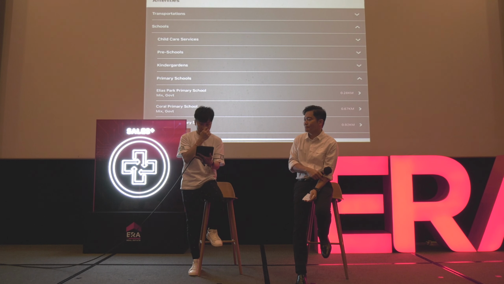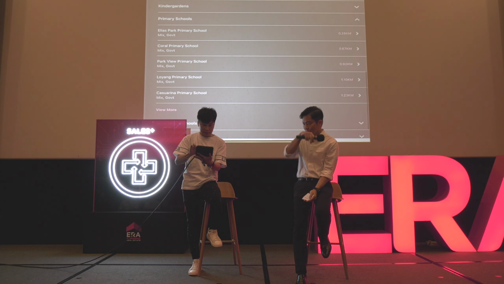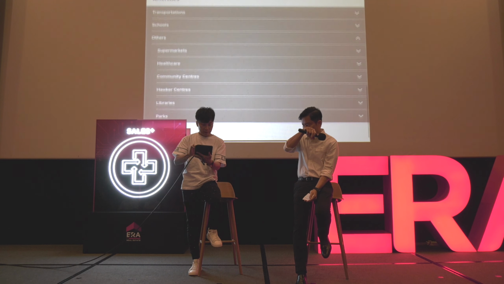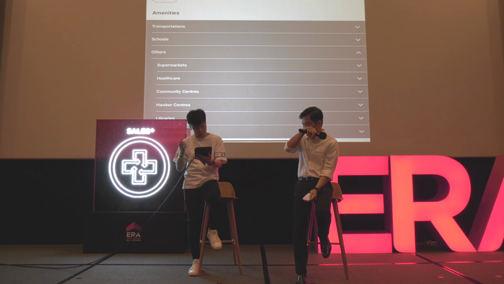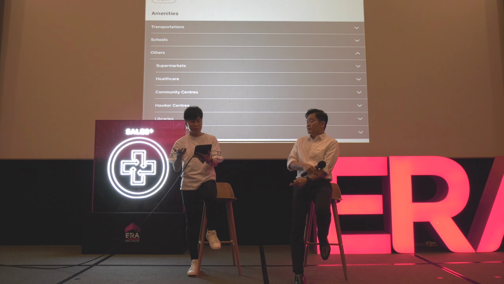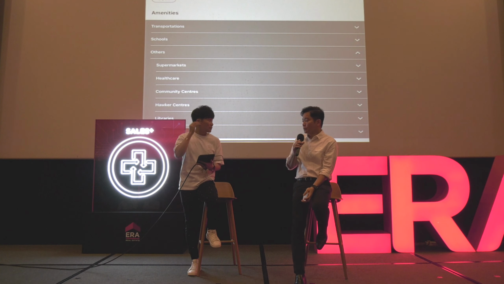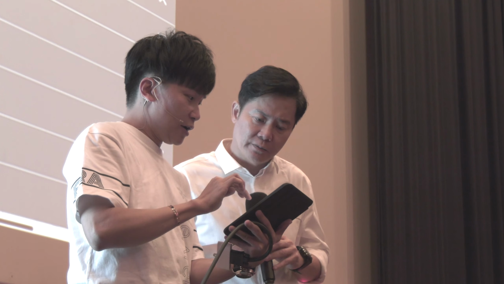On top of that, let me show you this. We have other amenities, even like the supermarkets, healthcare, community center, hawker center, libraries, and even parks itself. All right, I think that is on HDB, and there's also HDB, right? Correct.